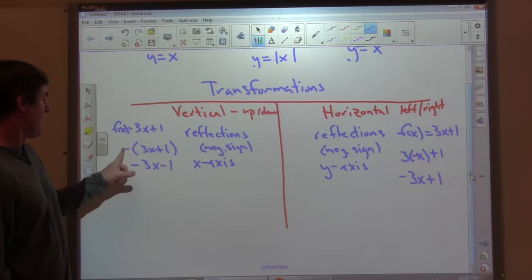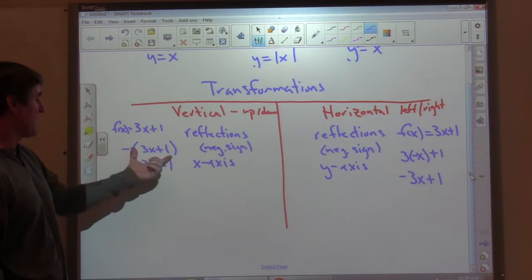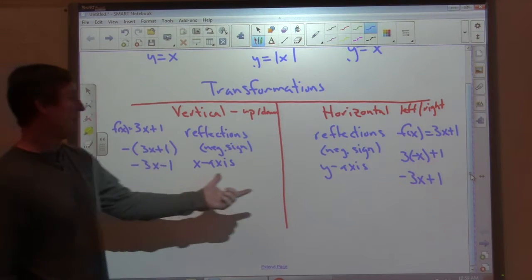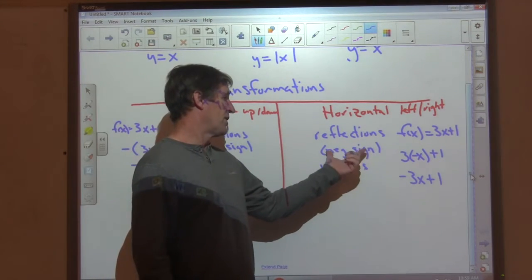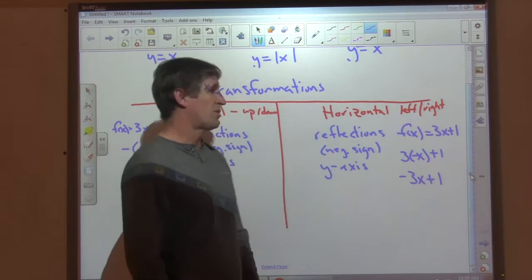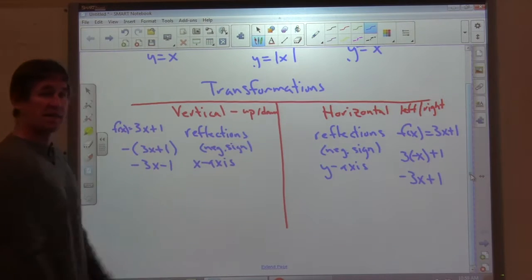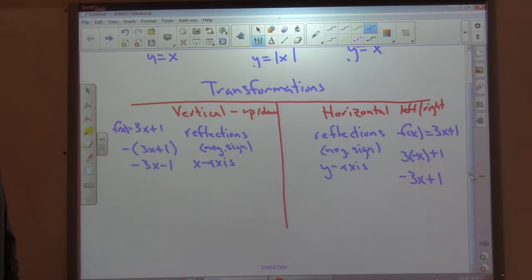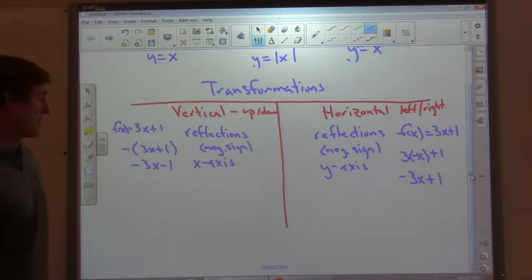Vertical affects the whole function, so I take a negative sign and apply it to the whole thing. And over here it just affects the x, so the negative sign just goes to the x. And then in both cases I simplify it out as far as possible. So that would be reflections.